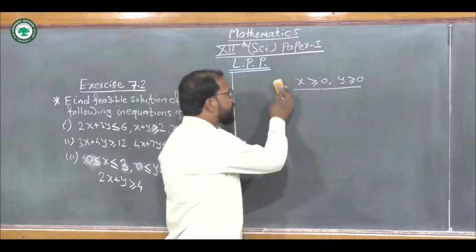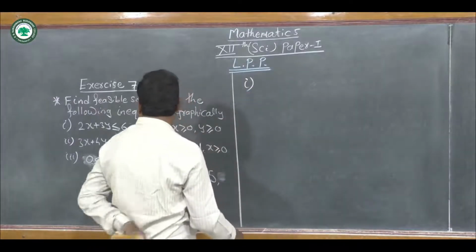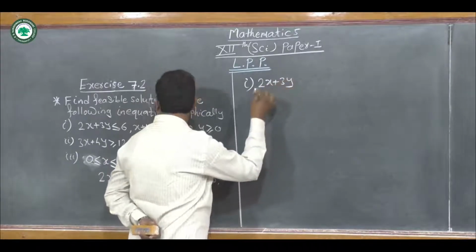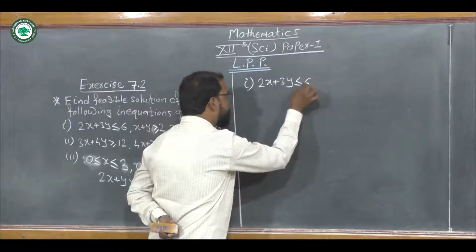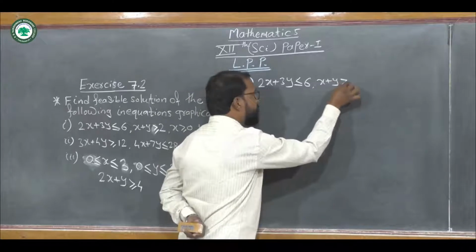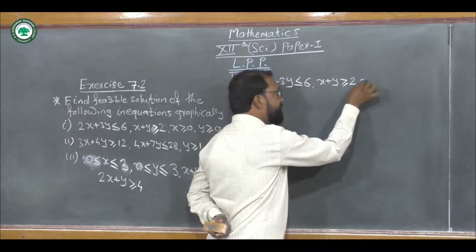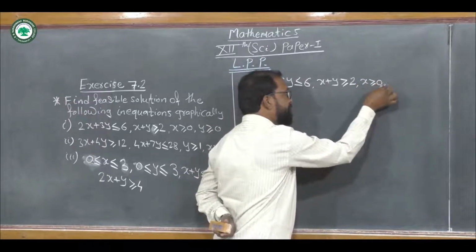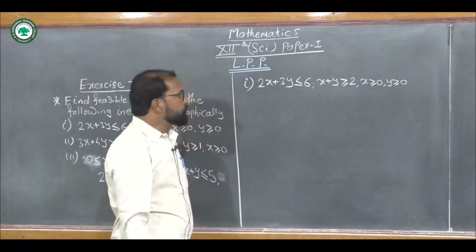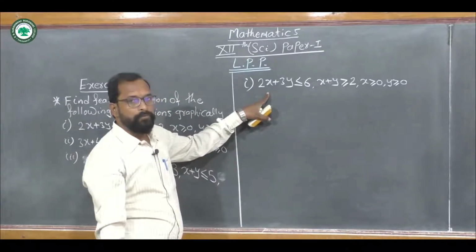So now first we take the first example, that is number 1. In problem number 1, the given inequations are 2x plus 3y is less than or equals to 6. Next is x plus y is greater than or equals to 2, and next are the non-negative constraints, that is x is greater than or equals to 0 and y is greater than or equals to 0. Now to find the feasible solution for these inequations, first we plot a graph.